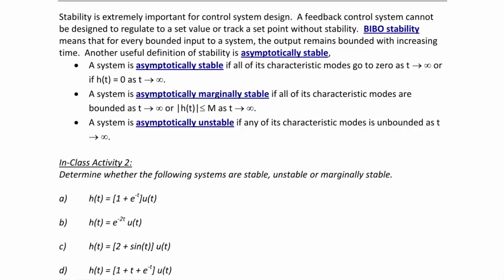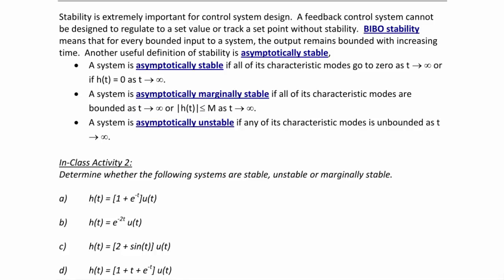A feedback control system cannot be designed to regulate to a set value or track a set point without stability. BIBO stability means that for every bounded input to a system, the output remains bounded with increasing time. We saw this in prior lectures.